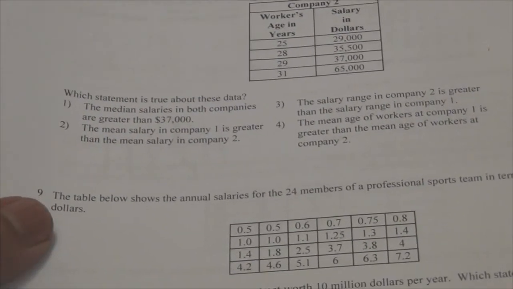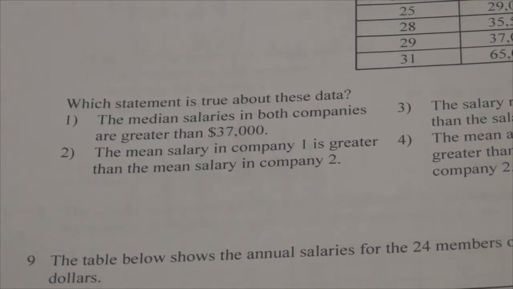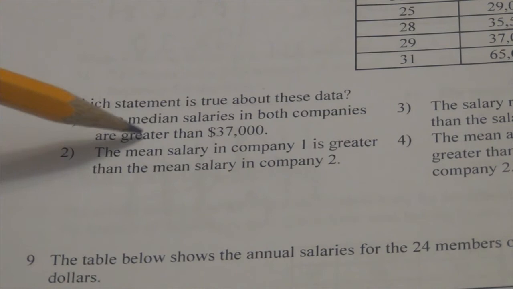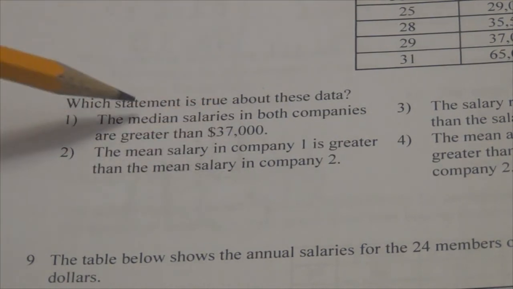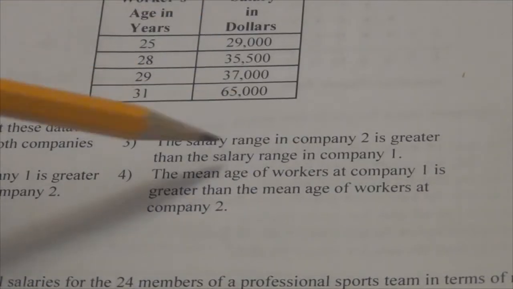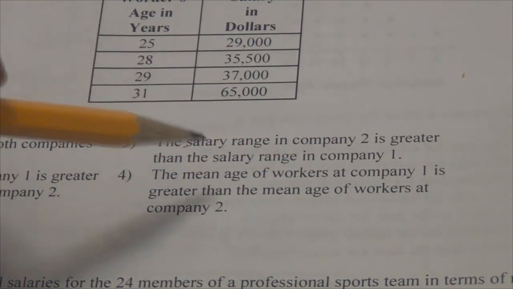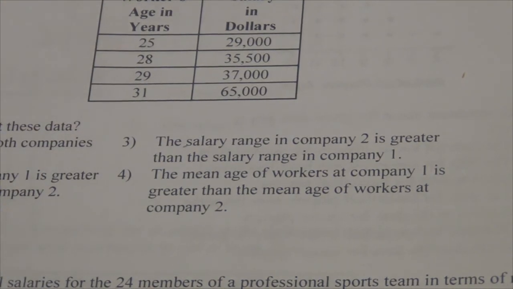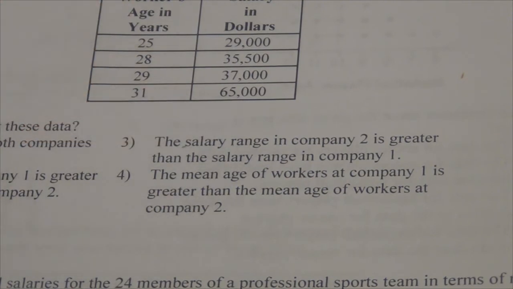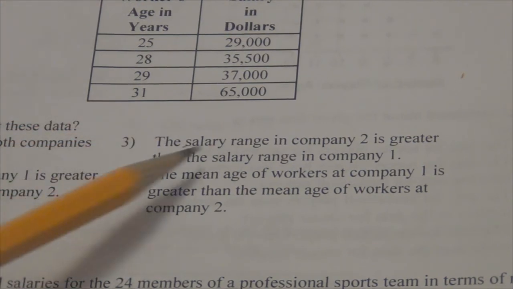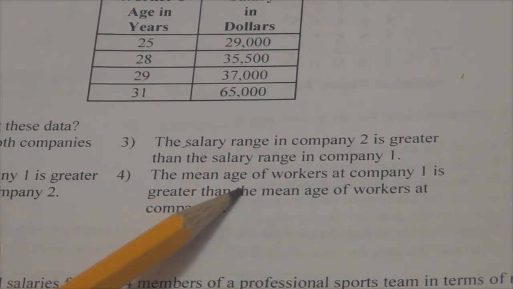The first statement says the median salaries in both companies are greater than 37,000. The mean salary, the salary range, and the mean age of workers at company 1 is greater than the mean age of workers at company 2. Oh gosh, the mean age. So first of all, what is the important part? This guy collected information on 2 different companies, and in the multiple choice you're looking at salaries. So let's talk about salaries first, and then we'll talk about the last choice, which is the mean age, the average of the ages.